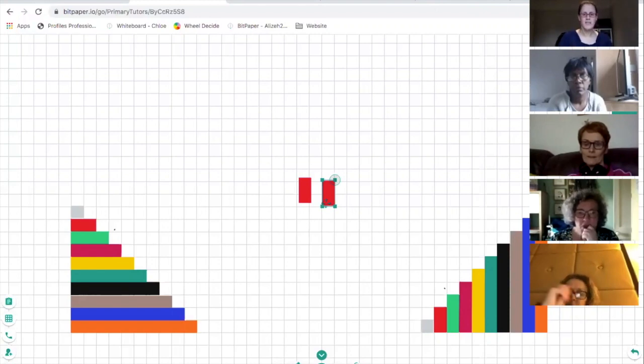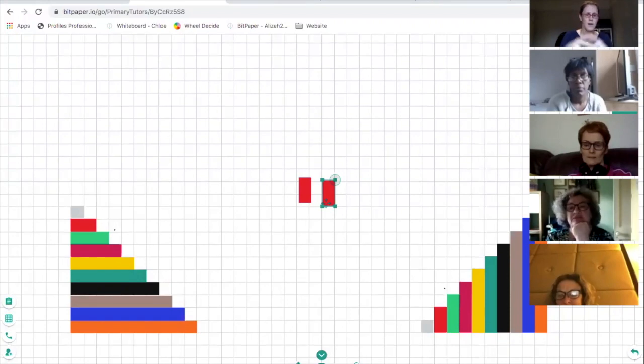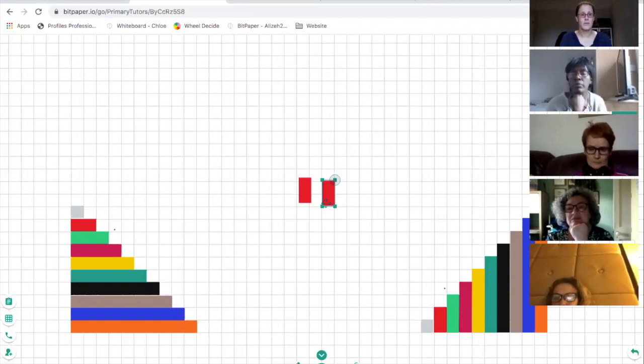Other times I'll just get them to hold up the whiteboard, if they're working on a whiteboard. Basically, it depends who the kid is, what they can do, what resources they've got at home, and we just adapt it to those.